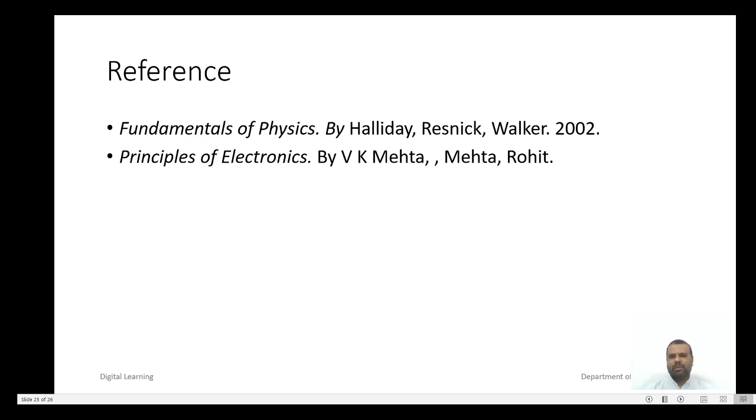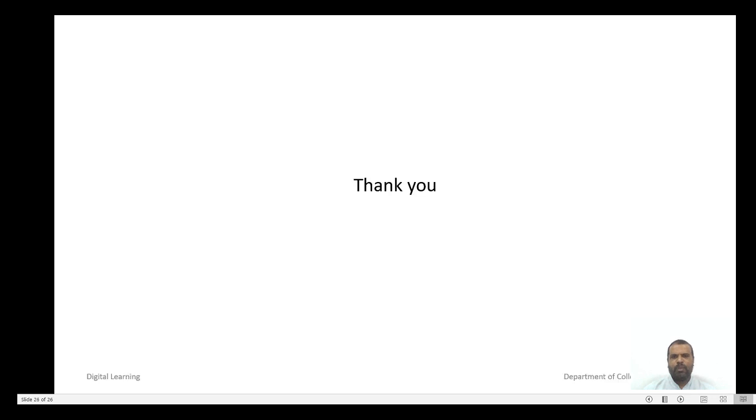The references are the books which I have referred: Fundamentals of Physics by Halliday, Resnick, Walker, 2002 edition, and Principles of Electronics by V.K. Mehta, Rohit. Thank you.